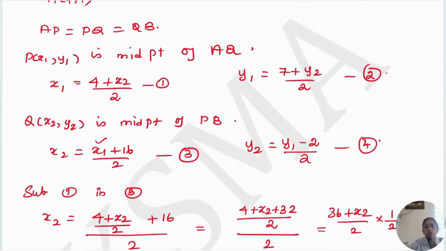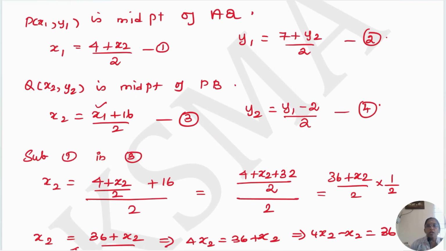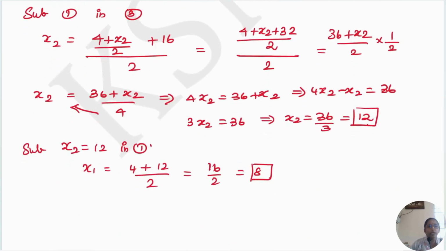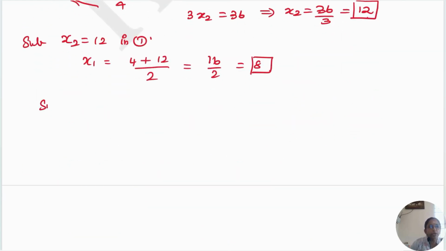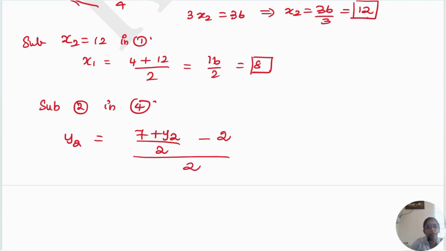In the same way you do the process for y1 and y2. Now you are going to substitute equation number 2 in equation number 4, where we have y1. So y2 will be equal to 7 plus y2 divided by 2, that is our y1 data, minus 2, divided by 2.